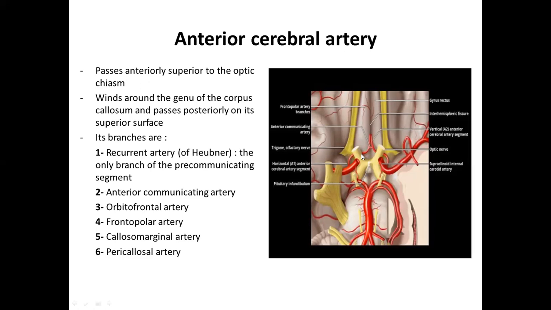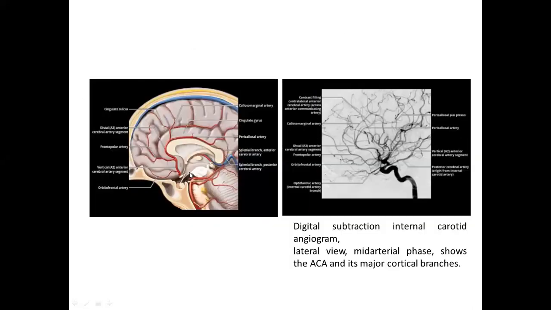It has 6 branches. First is the recurrent artery of Heubner, which is the first branch from the precommunicating segment. This is the precommunicating segment before it gives the anterior communicating artery here. Then it gives 4 branches, 2 anteriorly: the lower one is the orbitofrontal, the upper one is the frontopolar. Then it goes around the genu of the corpus callosum to give the callosomarginal, and the continuation will be the paracallosal artery.